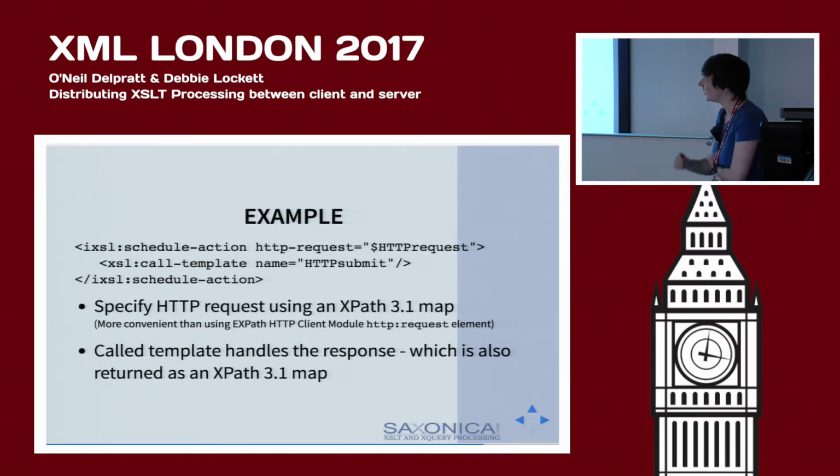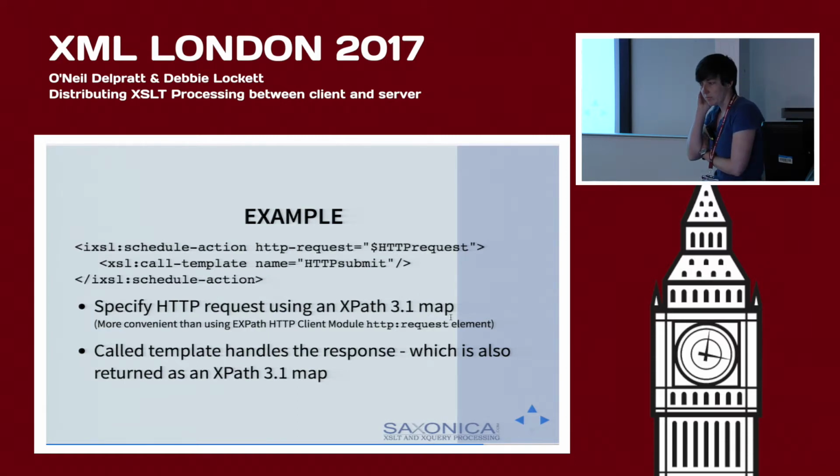It will look, in your stylesheet, a bit like this. The object here that I'm passing into the attribute is an XPath 3.1 map defining the HTTP request. And then when you get a response, I'll call this other named template, HTTP submit, which will do something.